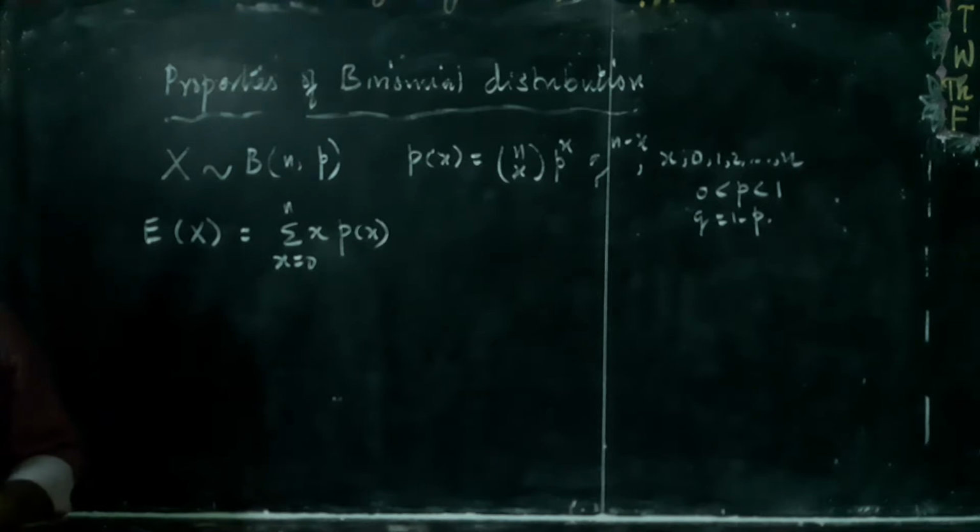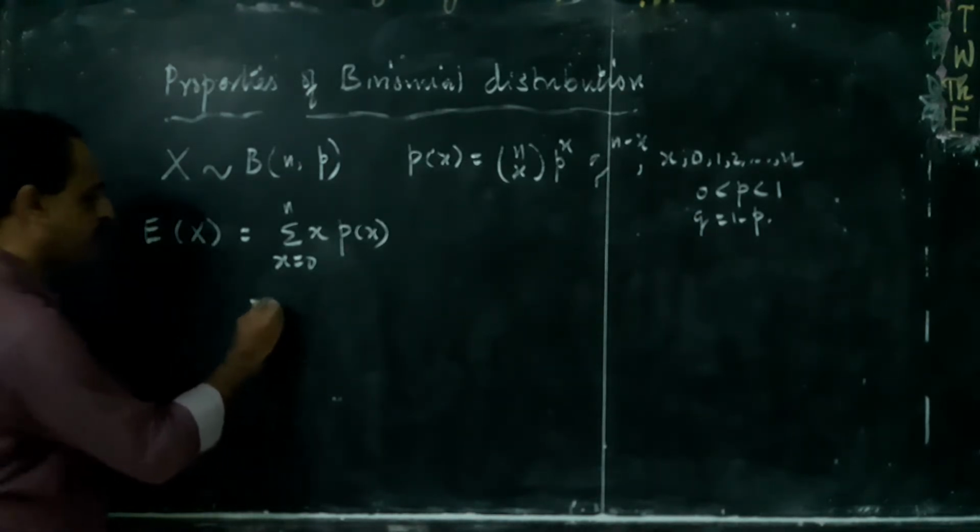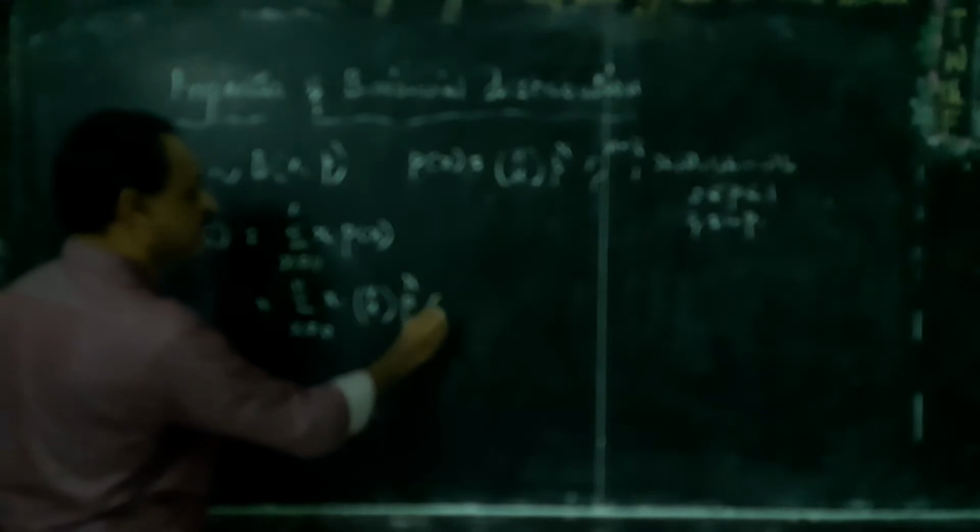Now next we consider the mean and variance of the binomial distribution. Mean of the binomial distribution is obtained by the equation E(x) = sigma x from 0 to n of x P(x). Now here this P(x) has the equation nCx p^x q^(n-x). That is, summation x equals 0 to n of x into nCx p^x q^(n-x).